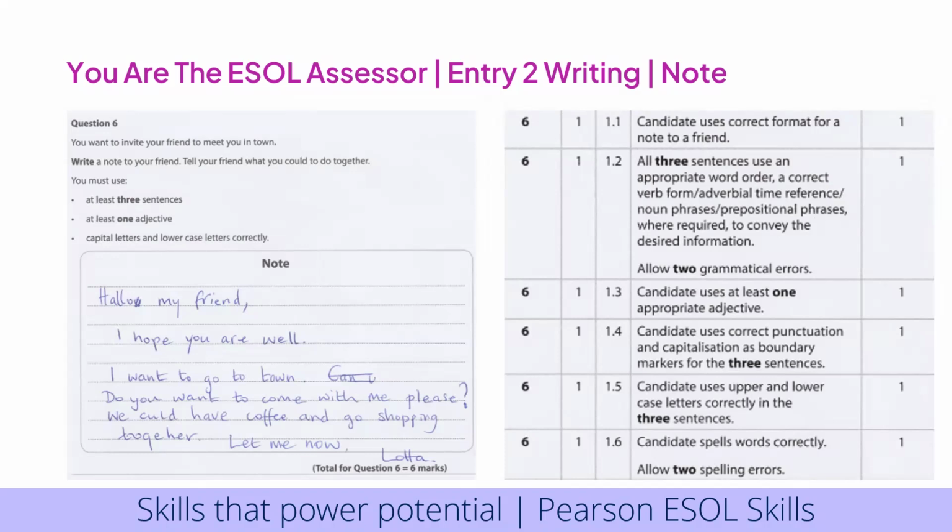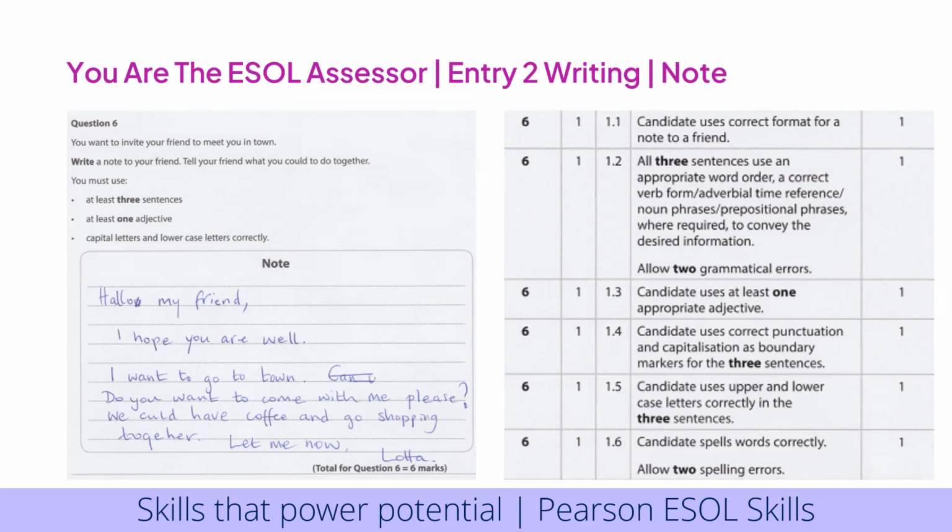So here we can see the question the learner has been asked to complete. They need to invite their friend to meet them in town. So they're going to be writing a note and telling the friend what they could do together. What's important, they need to use at least 3 sentences, at least one adjective, and capital and lowercase letters correctly in there.